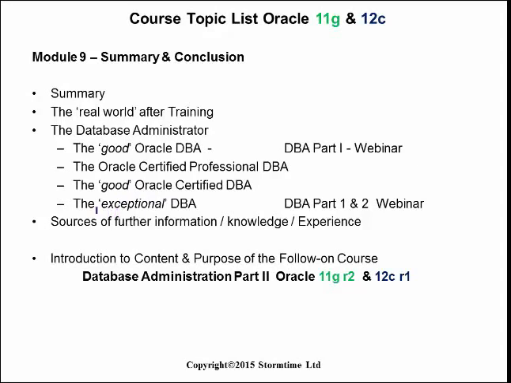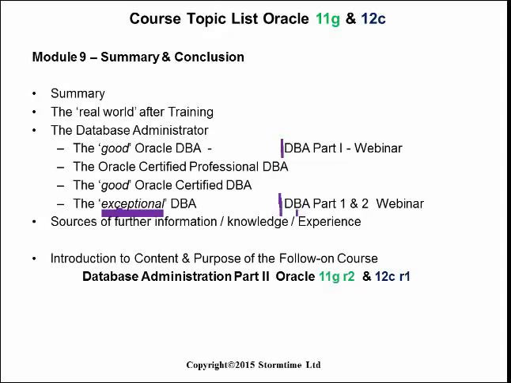What I'm trying to get out of people is for them to become exceptional DBAs. Now, to become an exceptional DBA, what I suggest you do is first of all become a good DBA with the DBA Part 1 webinar, and then you'll need the DBA Part 2 webinar. And these courses with the topics, they do match the Oracle 5-day events to a degree. It's just they are more selected contents based on my experience about what you'll use in the real world.